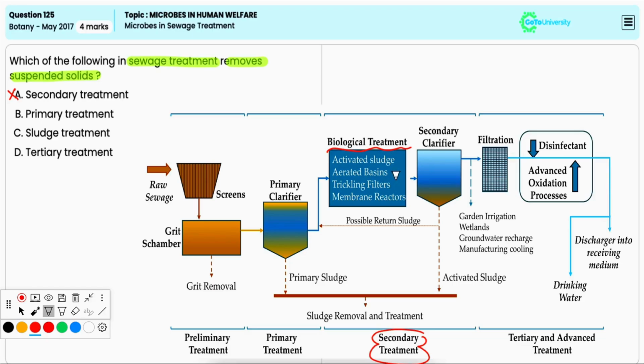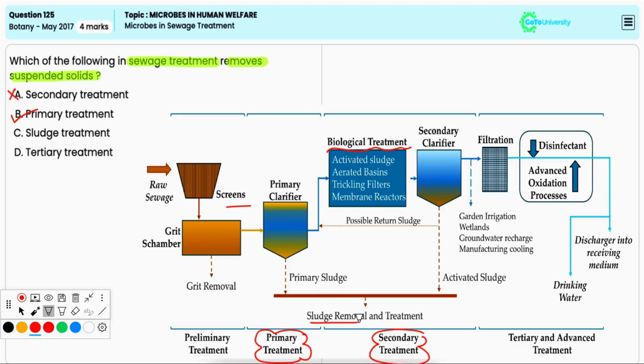Option B, primary treatment. Now, primary treatment is the first stage of sewage treatment, which involves the removal of suspended solids and organic matter through physical processes such as screening, sedimentation, and flotation. Hence, it is the correct option.